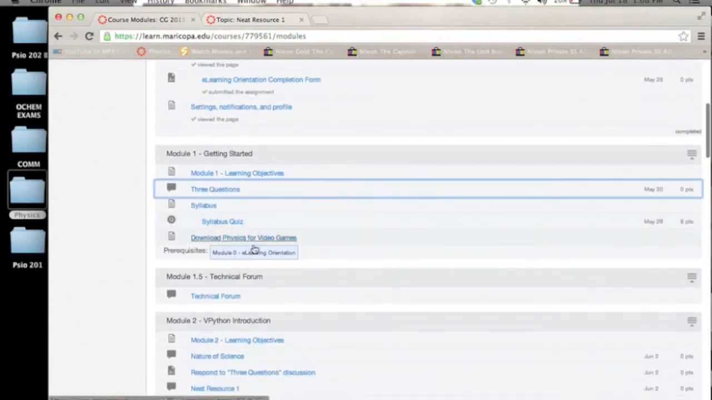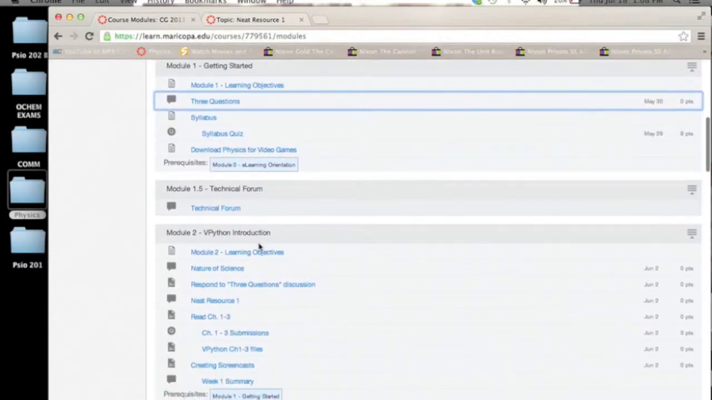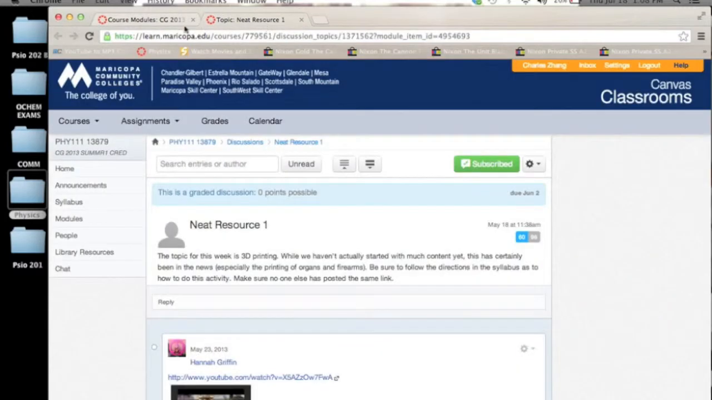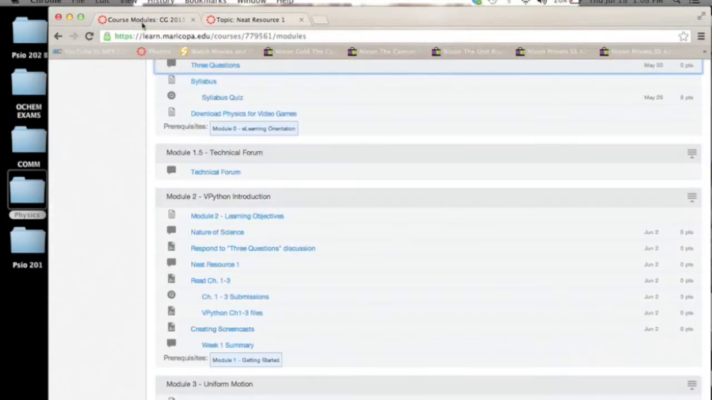We downloaded Physics for Video Games, which will be used throughout the whole course. Went through Module 2 now, Nature of Science, basically giving the misconceptions of science, which is pretty interesting to read. We responded to 8 of the 3 questions discussion. Then our first Neat Resources was about 3D printing, which is pretty interesting, learning about how you can print different materials, from guns to organs, and stuff like that.